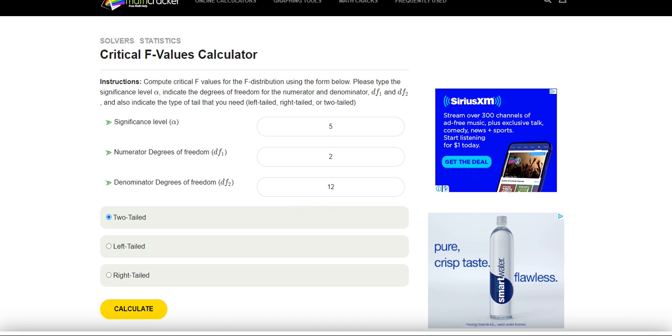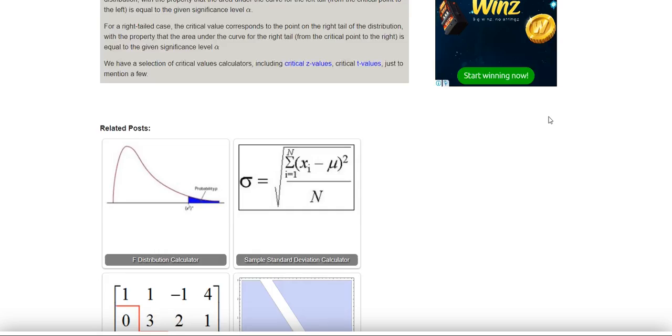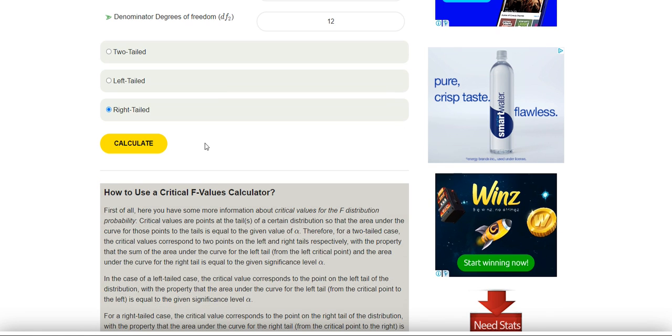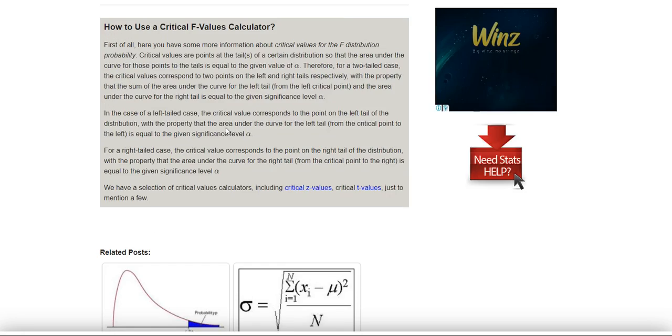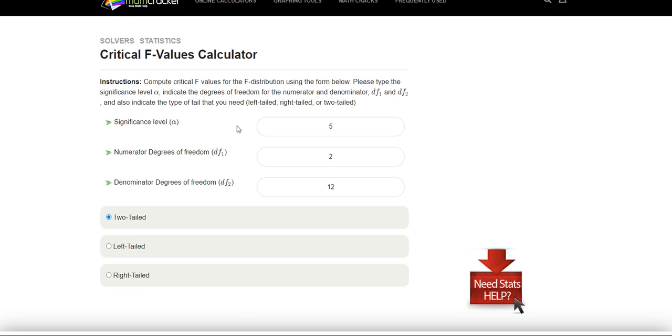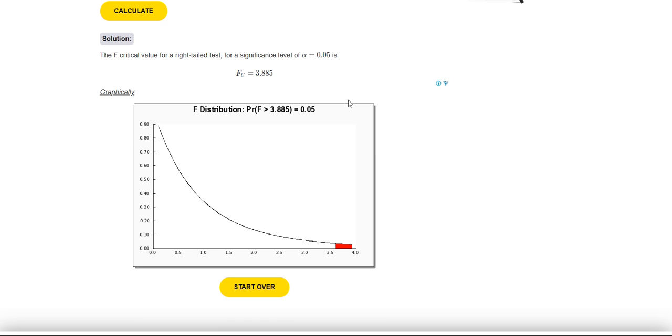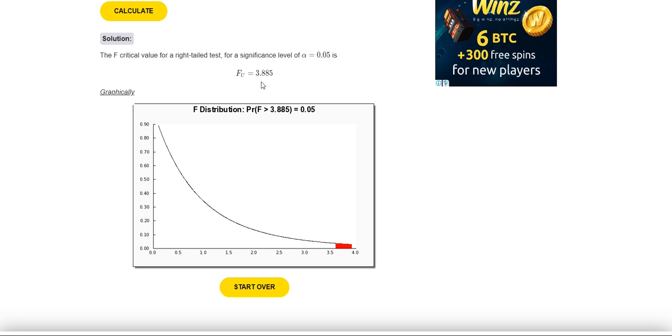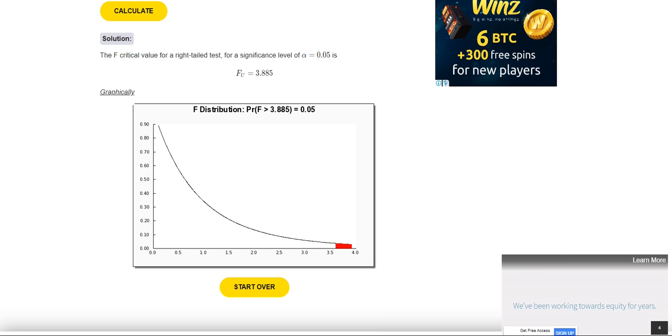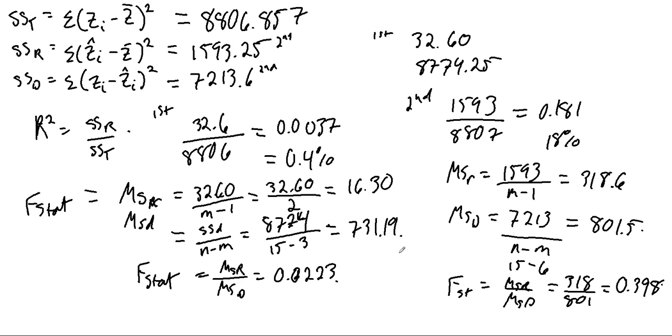Let's put in 12. And it is a right-tailed test, because it's not two-tailed. Calculate. Oh, sorry, it's left-tailed. No, that's right, actually. So my critical value is 3.885. Okay, so go back to paint. I have a little glove that I just took off my hand, so I'm just going to put that back on for my tablet.